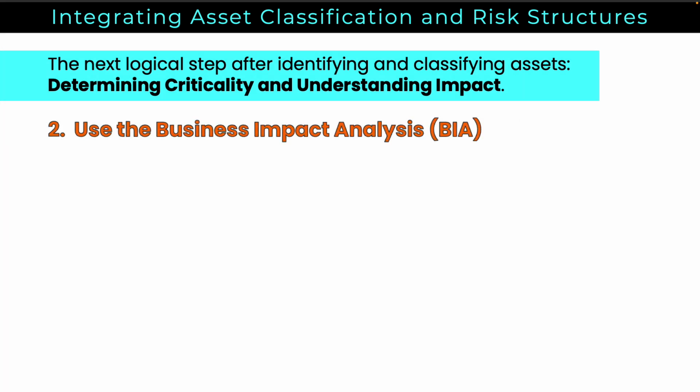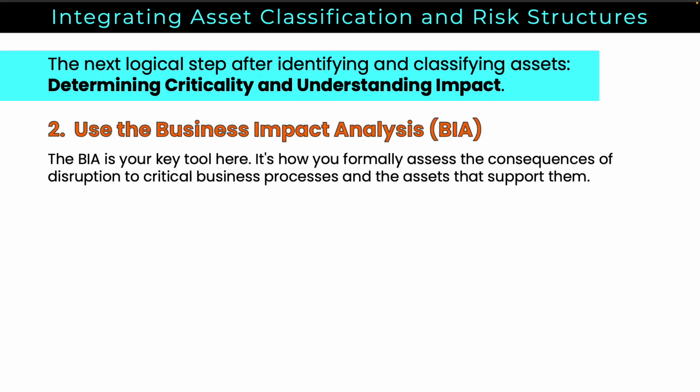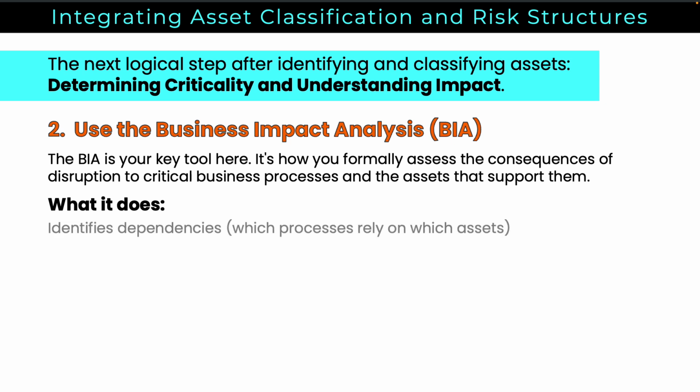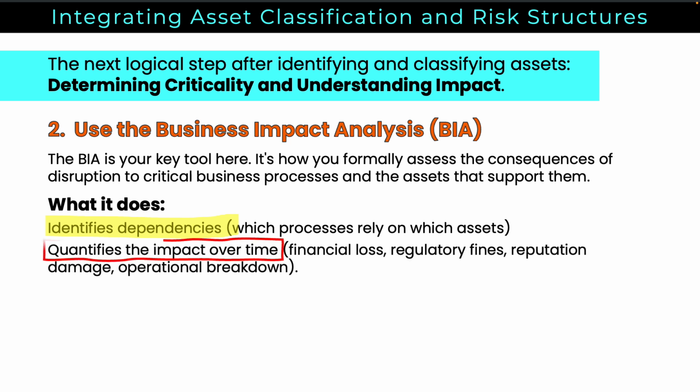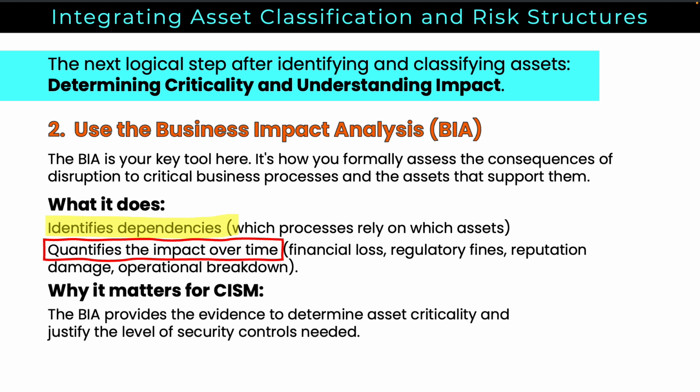Next is the business impact analysis. And this is very important. It's how we formally assess the consequences of disruption to critical business processes and the assets that support them. What it does is allow us to identify dependencies, which processes rely on which assets. It quantifies the impact over time, including financial loss, any regulatory fines we can expect, reputation damage, one of those intangibles, and operational breakdown. So for the CISM, the BIA provides the evidence to determine asset criticality and to justify the level of security controls needed.